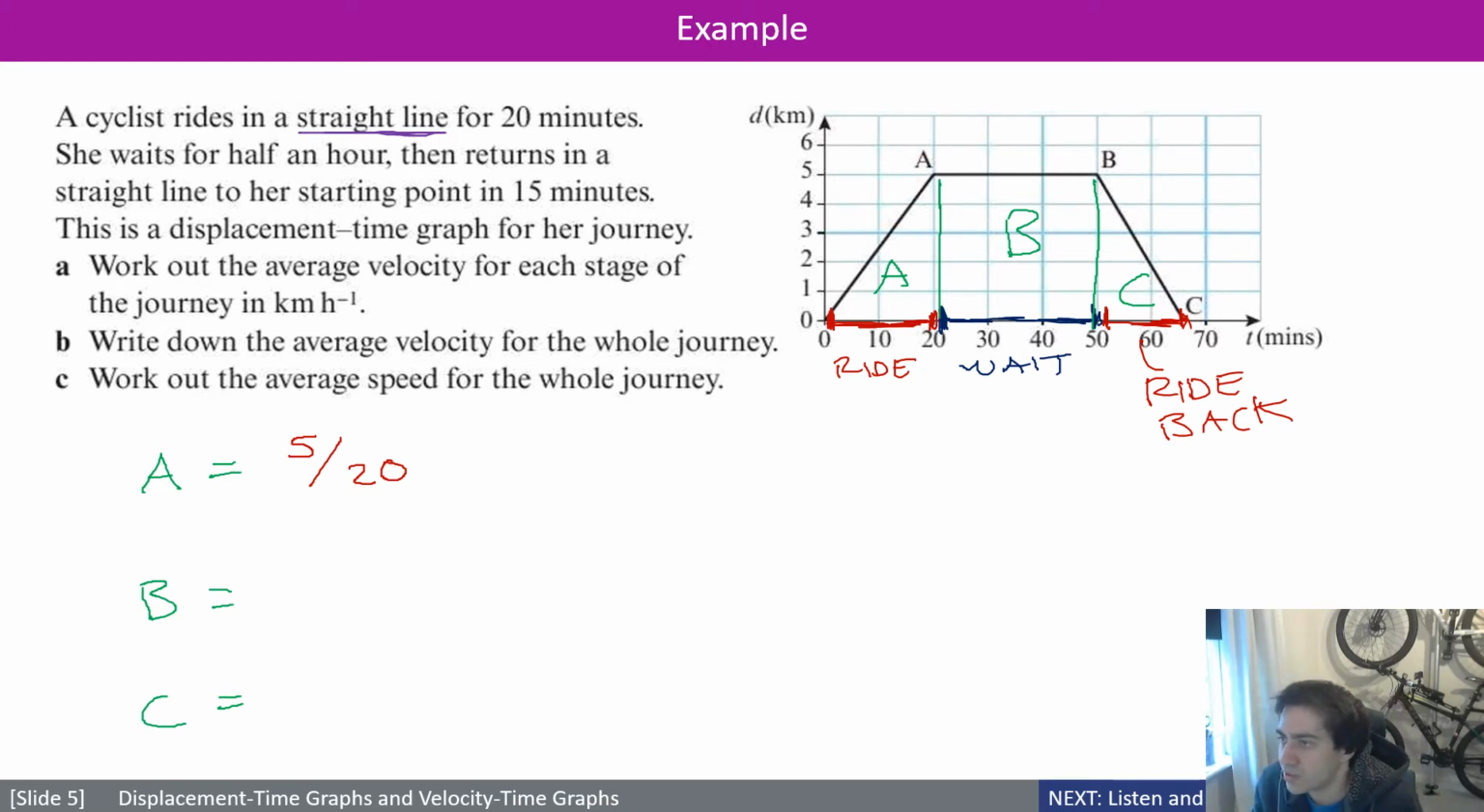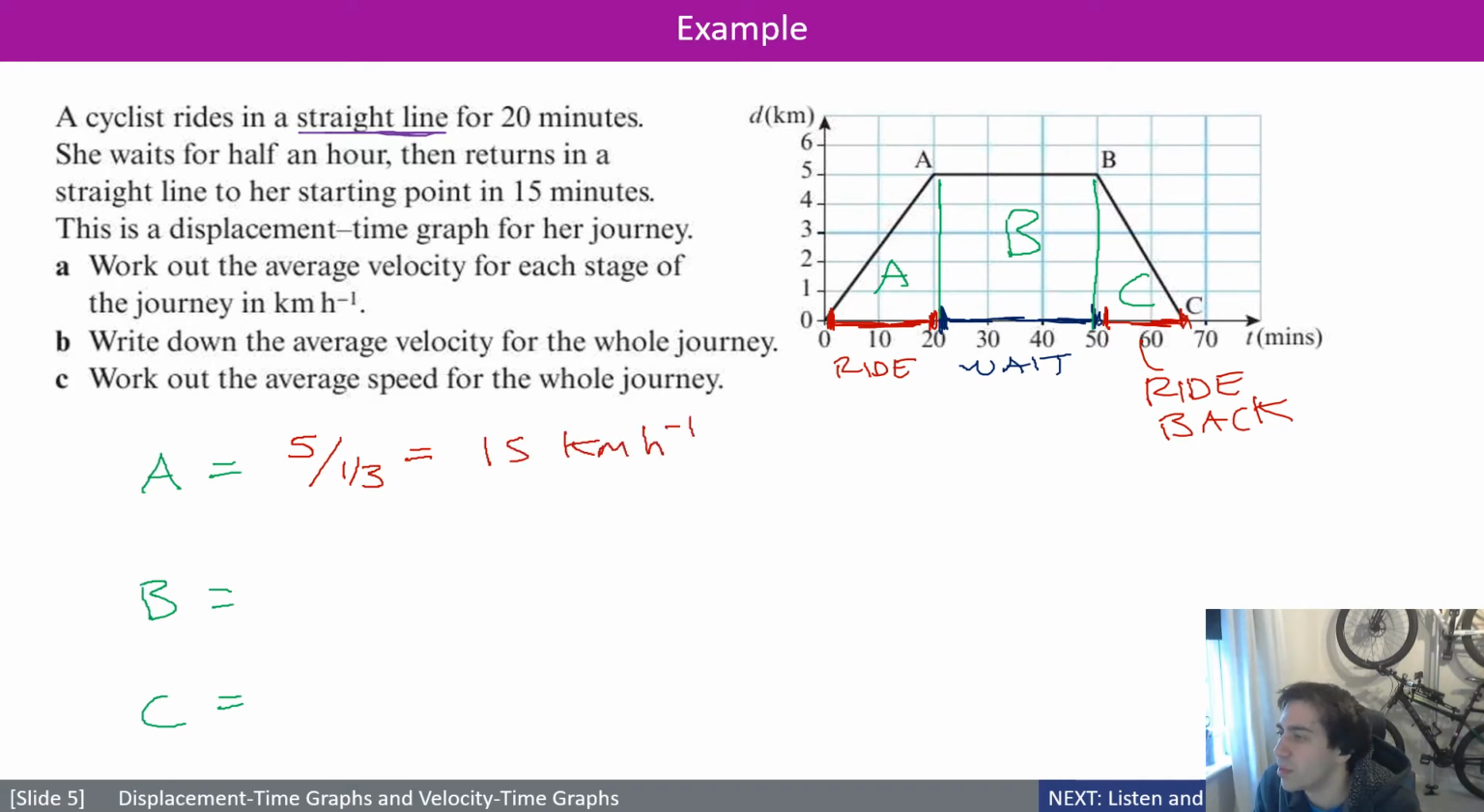So rather than writing 20 here, we need to be cautious, don't we? Because this is kilometers per hour, whereas our graph says kilometers against minutes. So 20 minutes, that's a third of an hour. So let's just say divide by a third. Okay, so 5 divided by a third, we get 15 kilometers per hour.